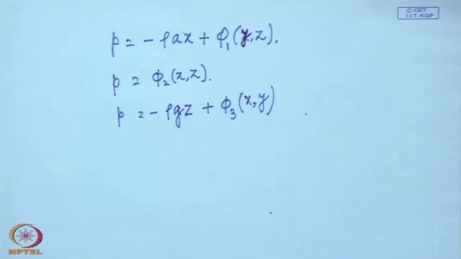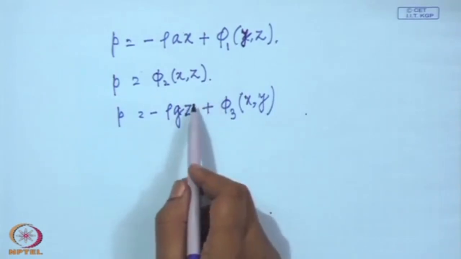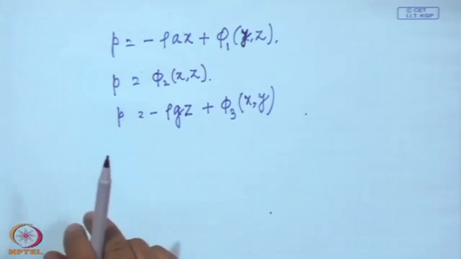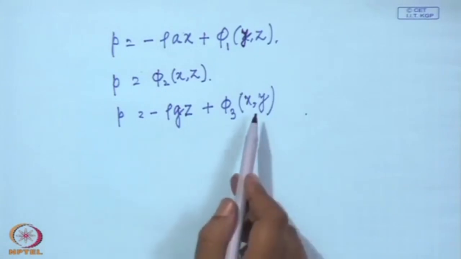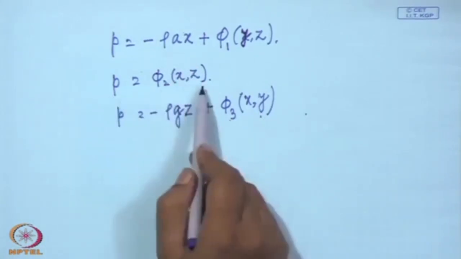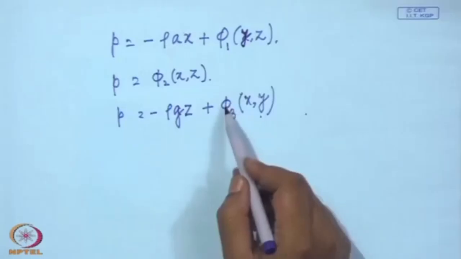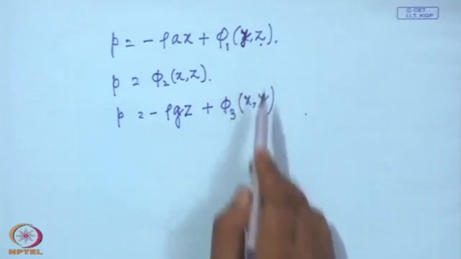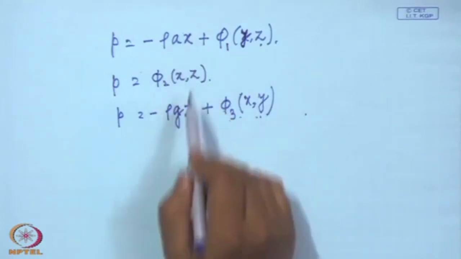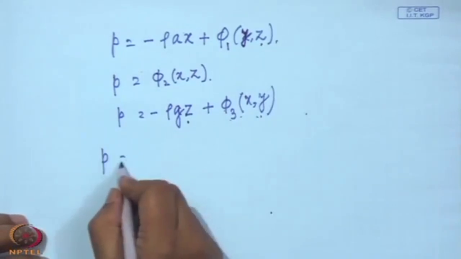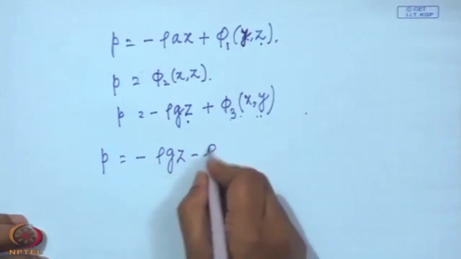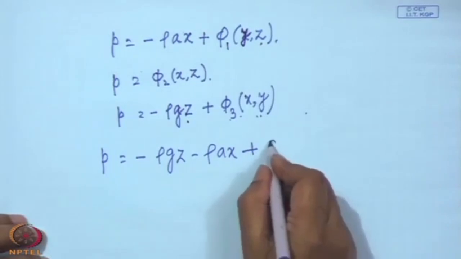Then if we combine those three, what will you get? Looking at these three, we can clearly see that the pressure is not a function of y. There is no y dependency anywhere. The third equation contains a function of y, but the second clearly shows that the pressure is not a function of y. So, from the first and third, we can drop the y. This is a function of z only and this is a function of x only. Comparing the first and third relations, we can clearly say that pressure is minus rho g z minus rho a x plus just a simple constant, let us call it c.